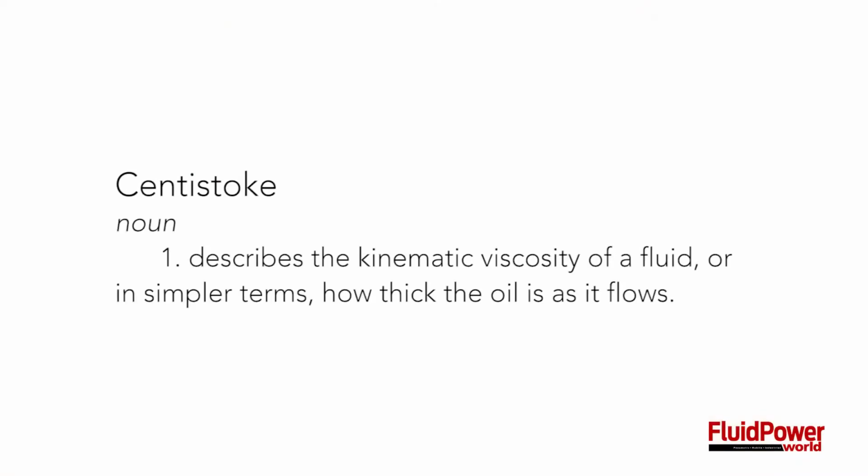Centistoke describes the kinematic viscosity of a fluid, or in simpler terms, how thick the oil is as it flows. See, I told you it was simple. A test rig for measuring kinematic viscosity is simply a graduated cup or accurate measuring lines with a calibrated hole in the bottom. The hole is 1 millimeter square. Sample fluid is added to the cup, and the time it takes for the given fluid to drain out of the hole is how many centistokes the liquid is.